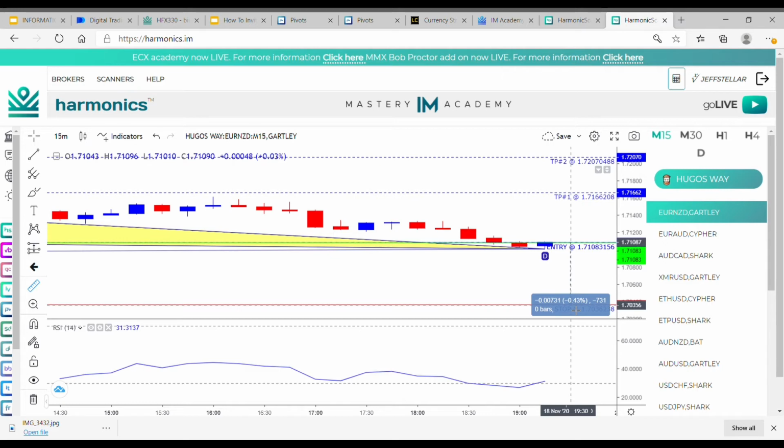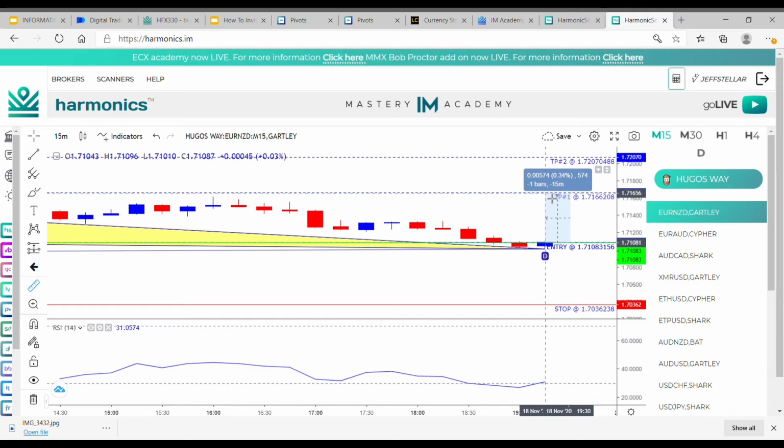And I say 73 because it says negative 731, but like I just mentioned, we do not count that last number. And for me, I kind of like to get at least a 1-to-1 ratio. I don't want to possibly risk more than what I'm going to gain. So right here it says we're going to lose about 73 pips potentially. And potentially we can gain about 57 pips, 58 pips to TP1.